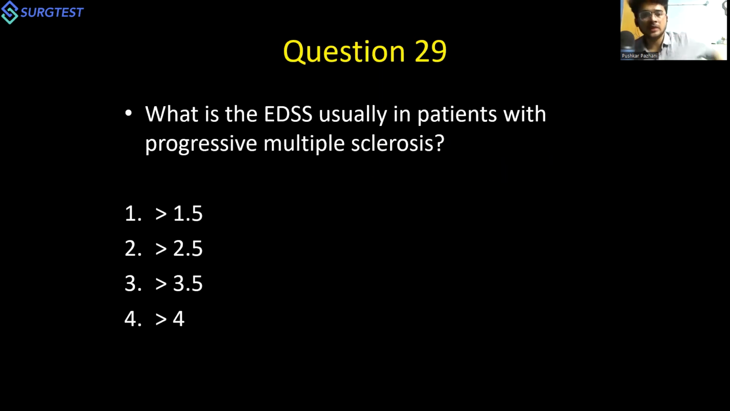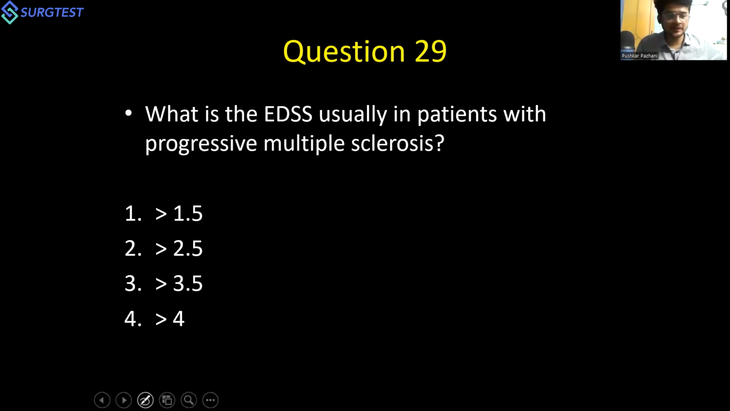So question number 29. What is the Kurtzke EDSS usually in patients with progressive multiple sclerosis? EDSS is basically a scoring system that helps us understand the disability of our patients with multiple sclerosis. It's a very important scoring tool for most of the drug trials done for multiple sclerosis. So it's very important for us too. It is an MCQ. Okay, I think 31% have given it wrong. For some reason, 62% have given the answer as B.